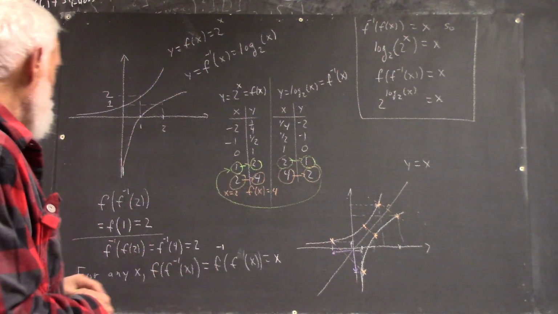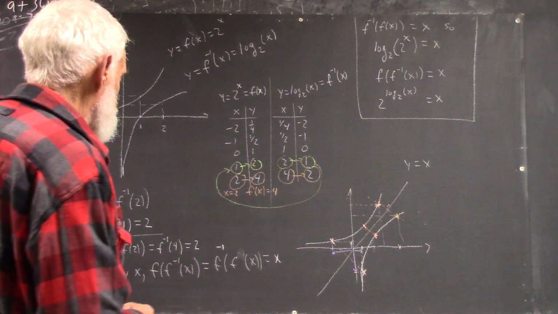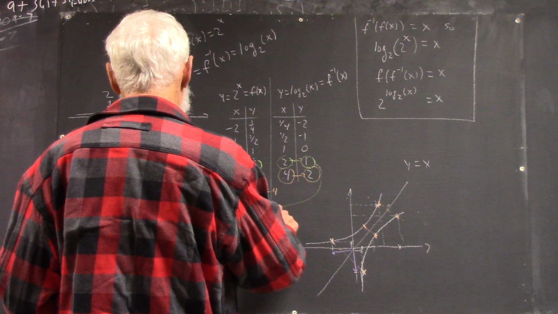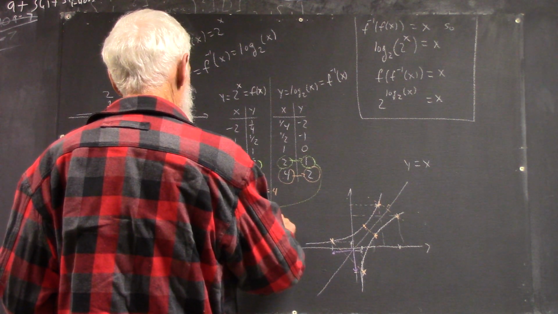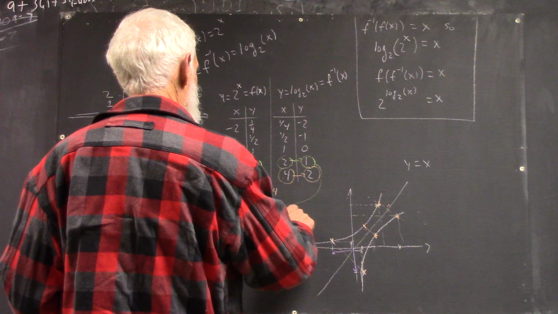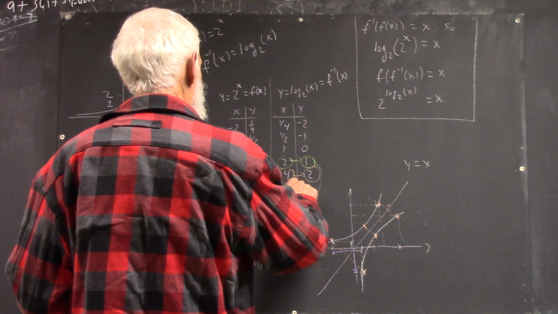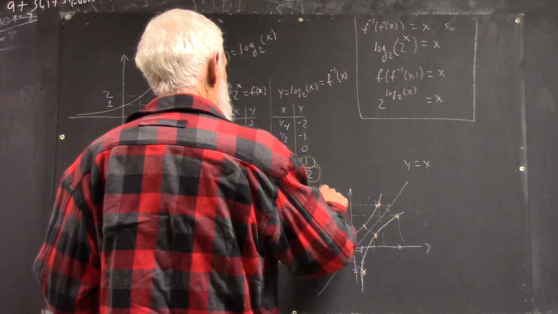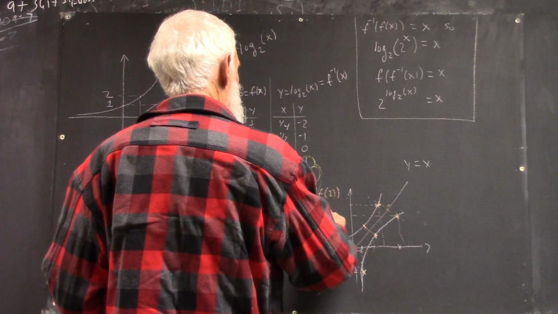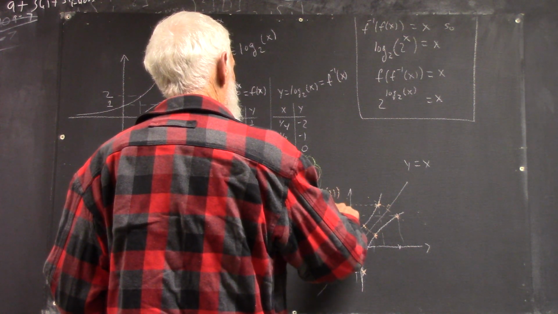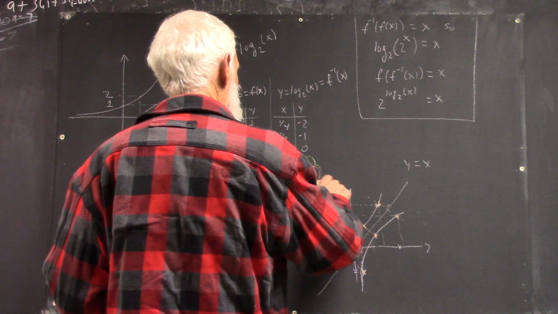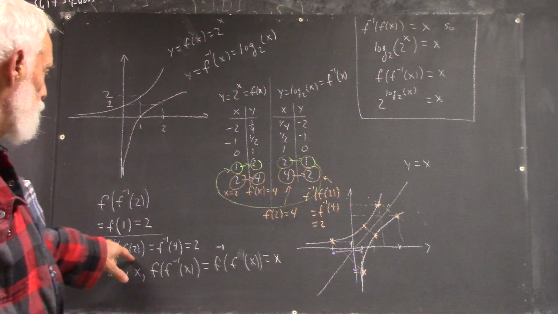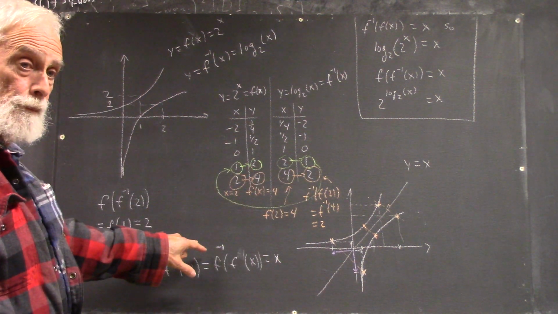It gets a little clumsy to label these, but I'll go ahead. So f of 2 is 4, and f inverse of f of 2 is f inverse of 4, which equals 2. So we start with 2, we end with 2. F inverse of f of 2 equals f inverse of 4 equals 2.